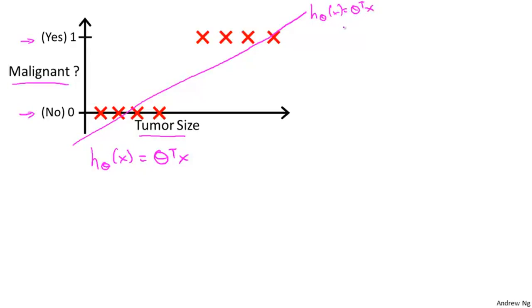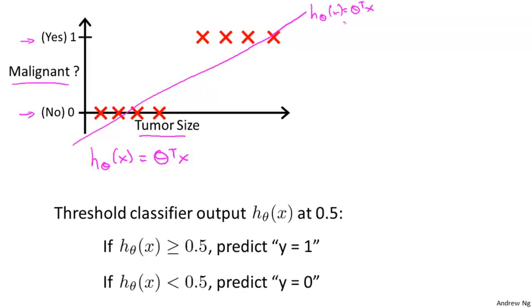If you want to make predictions, one thing you could try doing is to threshold the classifier output at 0.5, that is at the vertical axis value 0.5. If the hypothesis outputs a value that's greater than or equal to 0.5, you predict y equals 1. If it's less than 0.5, you predict y equals 0. Let's see what happens if we do that.